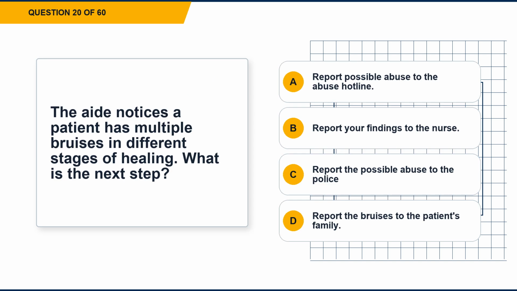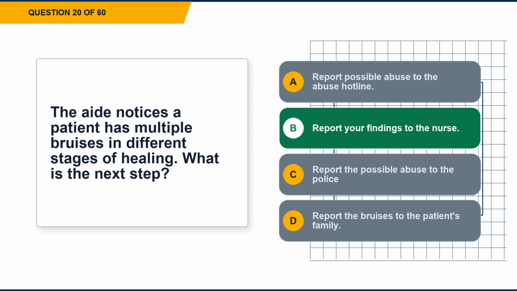Question 20. The aide notices a patient has multiple bruises in different stages of healing. What is the next step? Option A, report possible abuse to the abuse hotline. Option B, report your findings to the nurse. Option C, report the possible abuse to the police. Option D, report the bruises to the patient's family. The correct answer is option B, report your findings to the nurse.